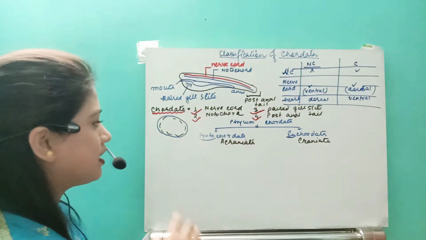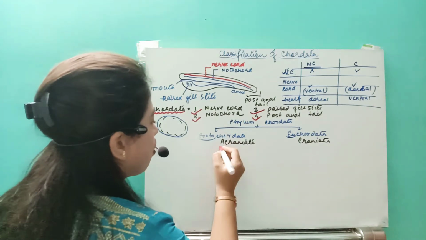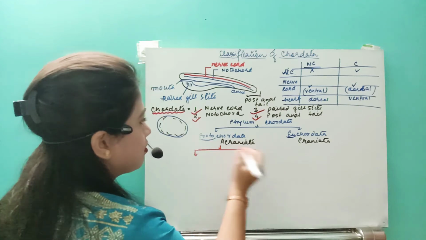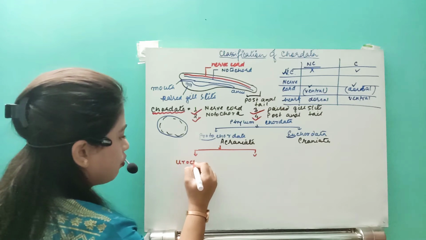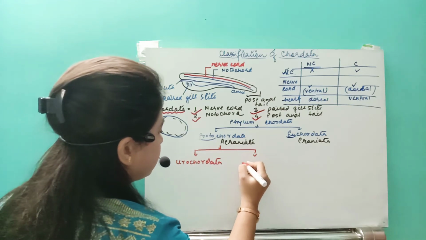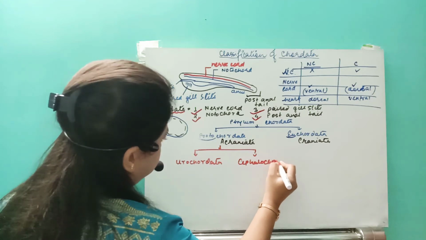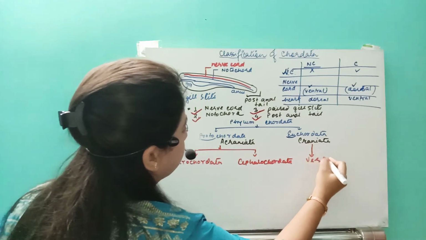So let us see the next divisions. Further, these protochordates are of two types. They are the subphyla. What are they? One is known as Urochordata, right? And another one is known as Cephalochordata. Okay, and euchordates, they are Vertebrata.